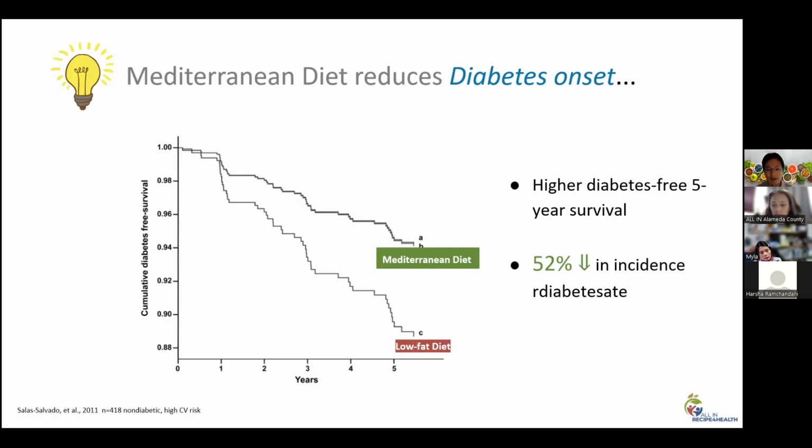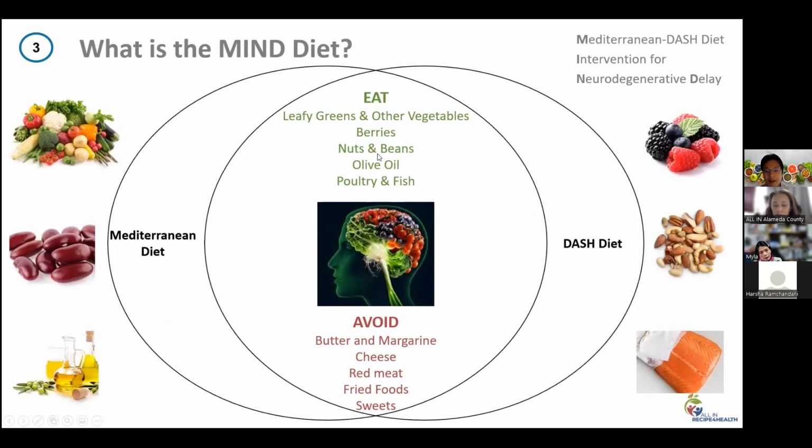418 non-diabetic patients they were tracking to see if they would develop this diabetes onset. What about the MIND diet? Because she's asking about her mind, right? Like her own cognition. What do you see here? What's distinct and what's overlapping?